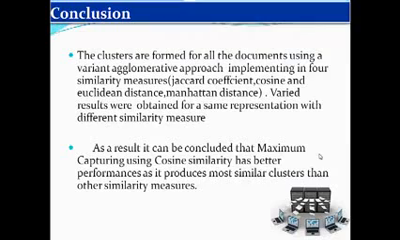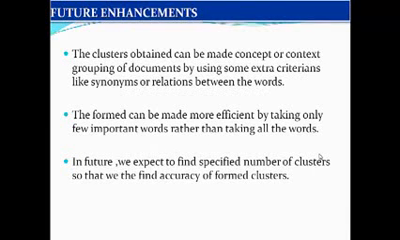Conclusion. The clusters are formed for all the documents using a variant agglomerative approach implemented with 4 similarity measures. Varied results were obtained for the same representation with the different similarity measures. As a result, it can be concluded that cosine similarity has better performance as it produces the most similar clusters compared to other similarity measures.